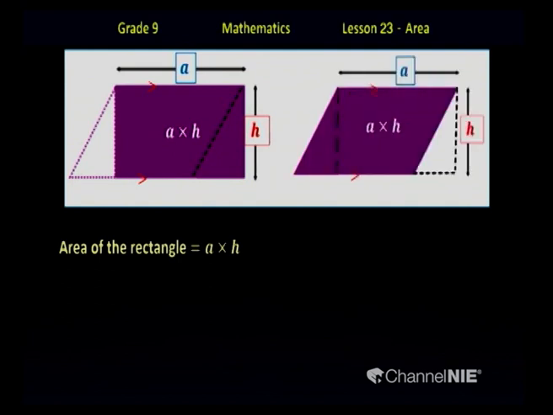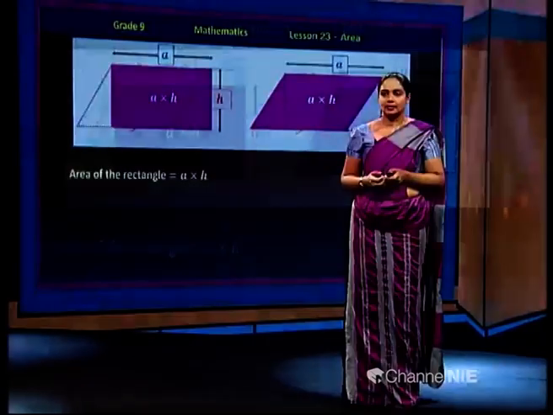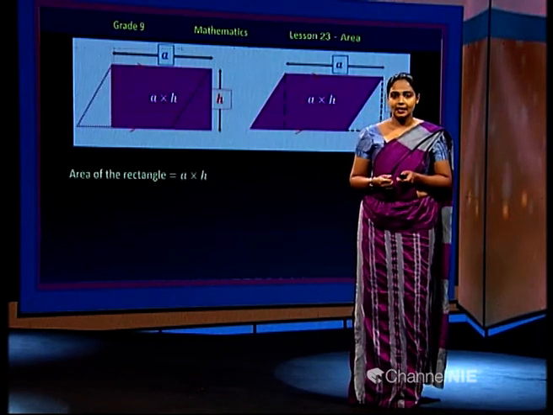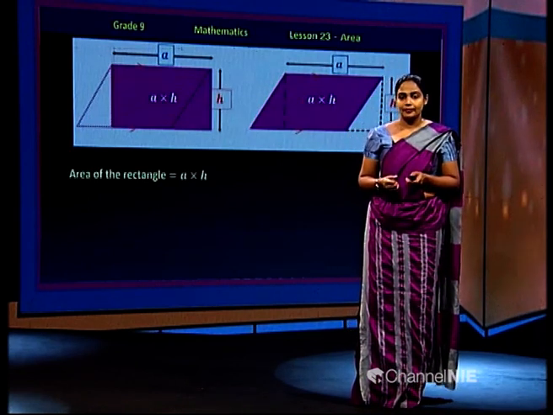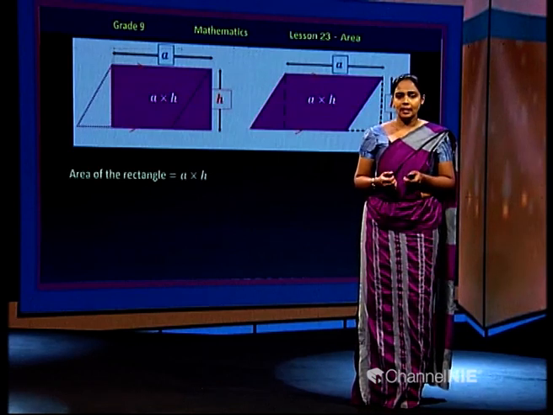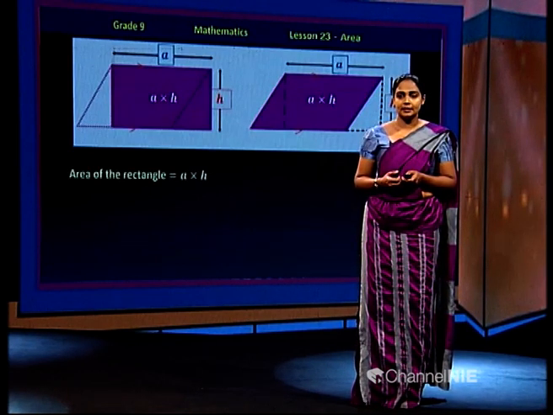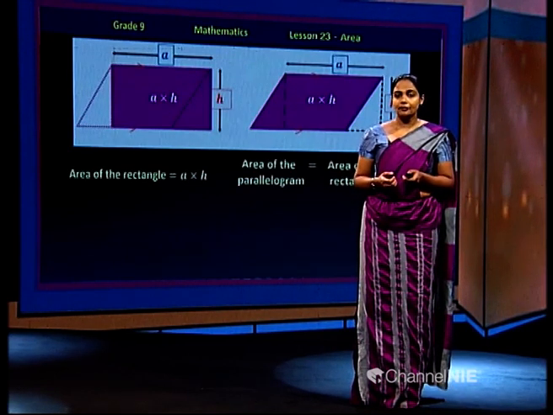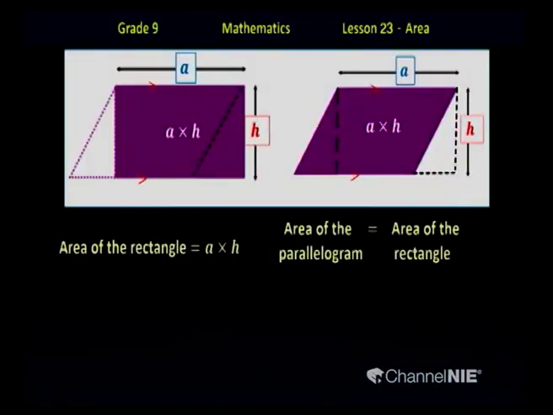Next, now there is a parallelogram. It is formed using the rectangle. Then what is the length of the side? It is A. It is not changed. We are using the same base. And what is the height? Perpendicular height. It is also the same. It is H. Then what is the area of the parallelogram? It is equal to the area of the rectangle.